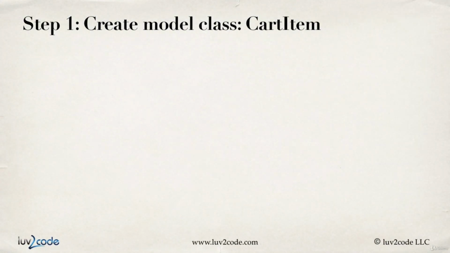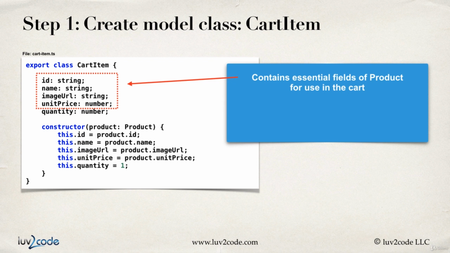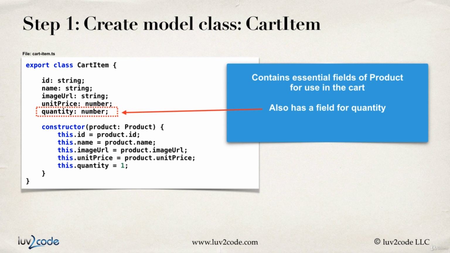So in step one, we'll create a model class called cart item. This class simply contains the essential fields of a product for use in the cart. And it also has a field for the quantity, and we can use this for keeping track of everything. So effectively, we have X number of widgets in our cart.